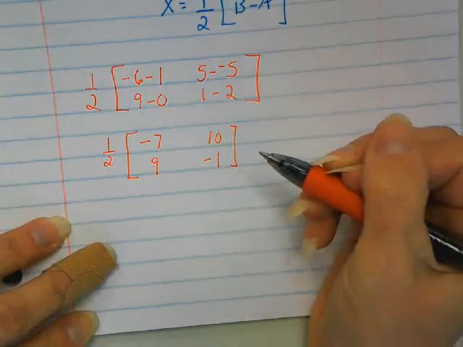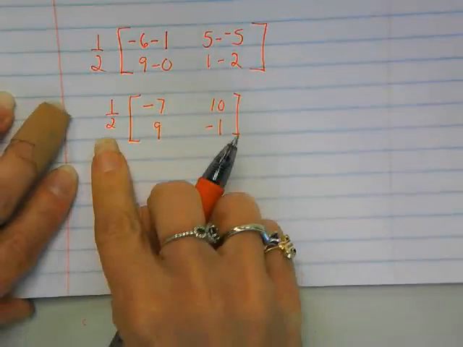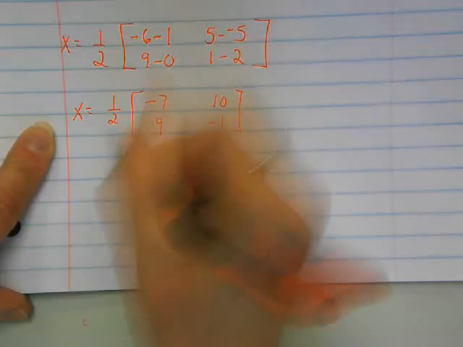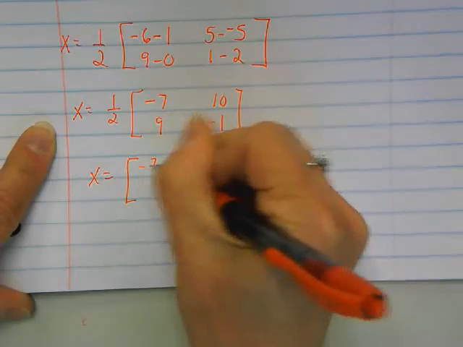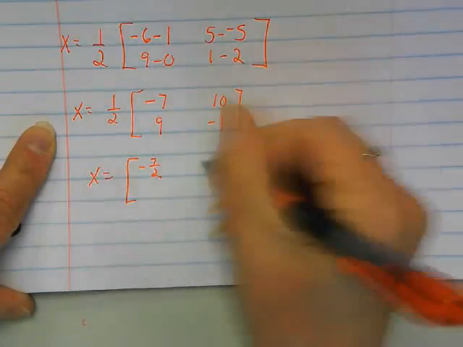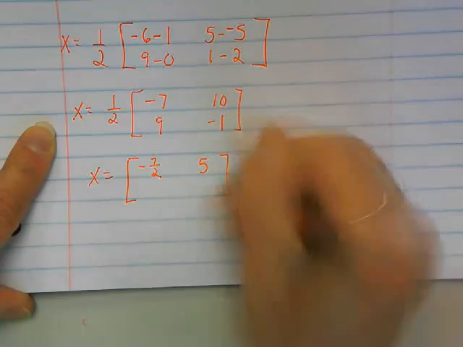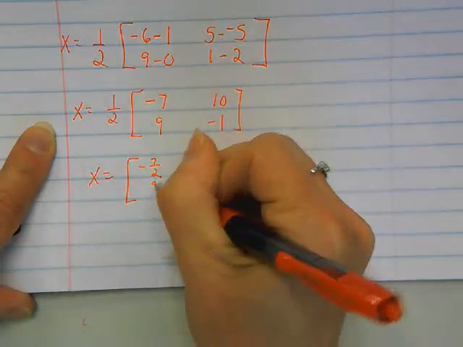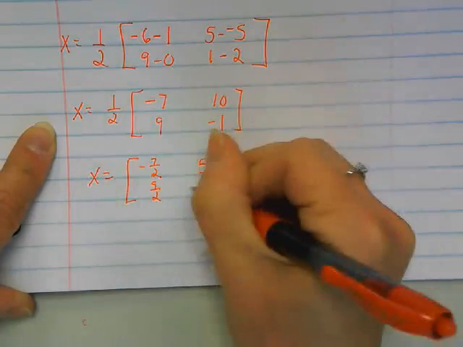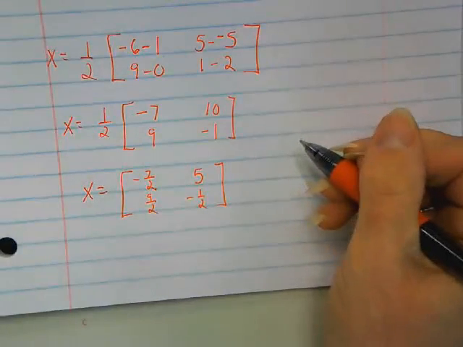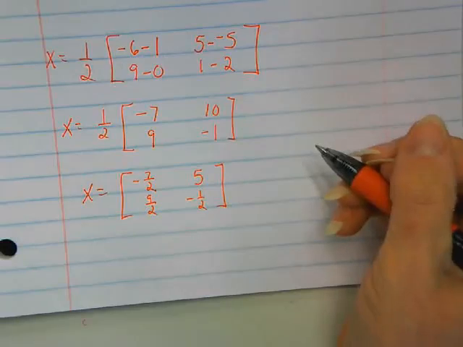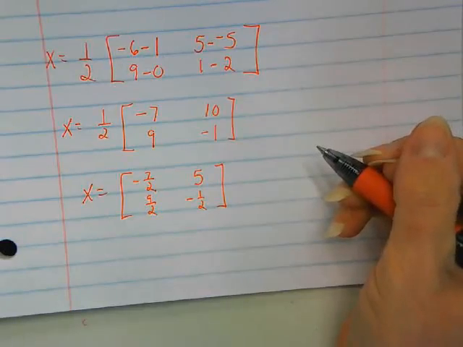Now I'm ready to do the multiplication of a half. And remember, this is x is equal to this. 1/2 of -7 is -7/2. 1/2 of 10 is 5. 1/2 of 9, 9/2. 1/2 of -1, negative 1/2. And so that's how you solve a matrix equation.